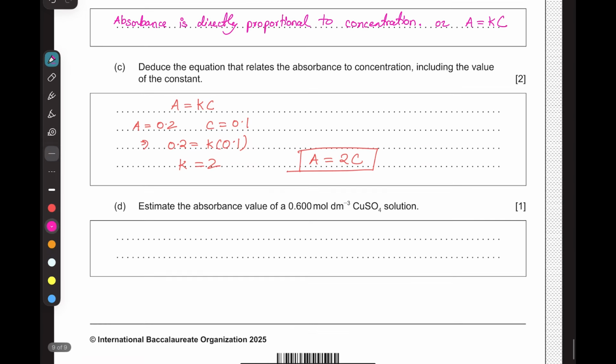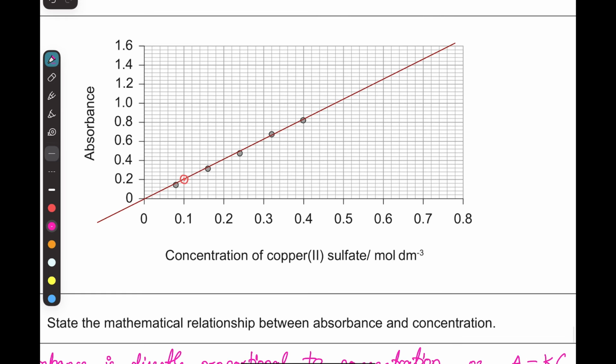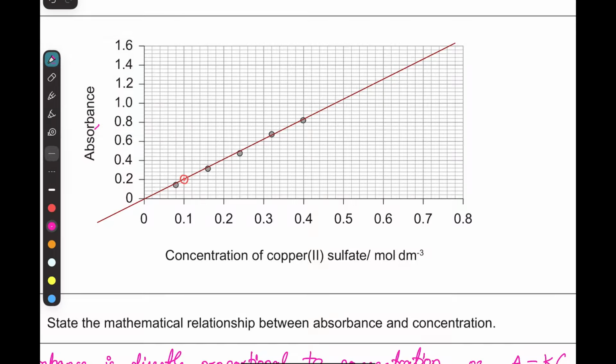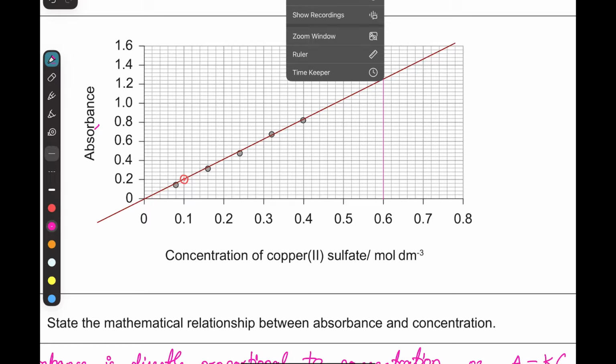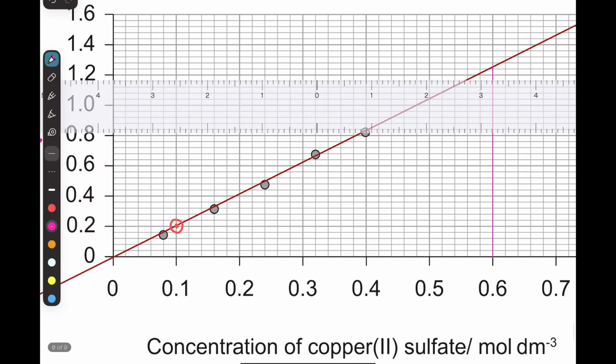Next, estimate the absorbance value of 0.6 mole per dm cubed CuSO4. This is the line, so the concentration is 0.6. So from here, I'll just draw a straight line upwards. So might have to make the line a little bit thinner. Yeah, done. Now draw a straight line to the y-axis.